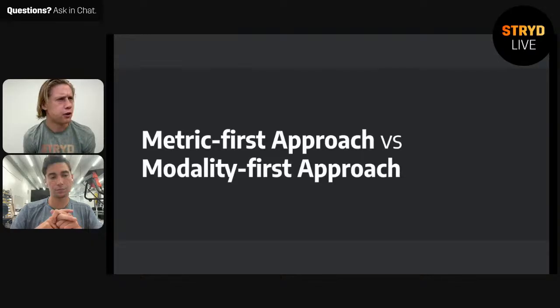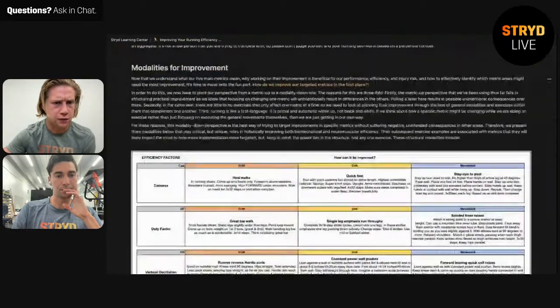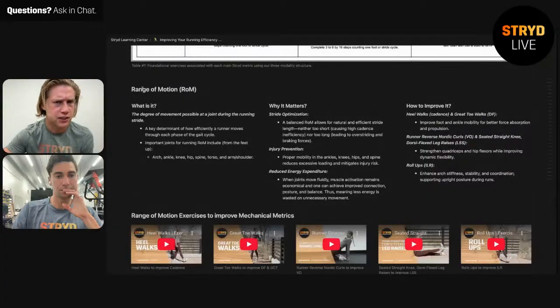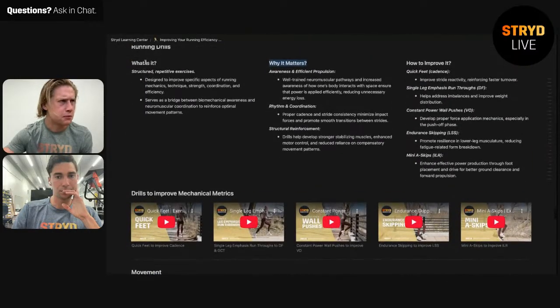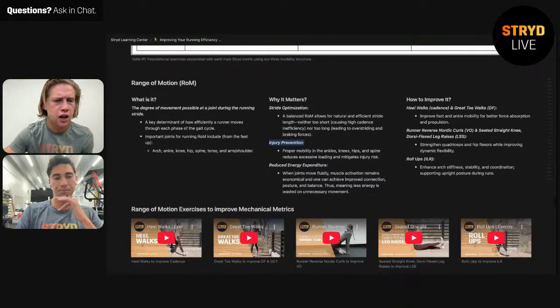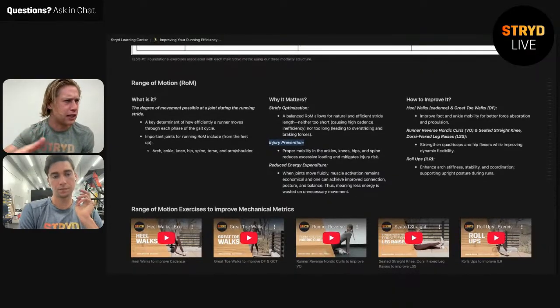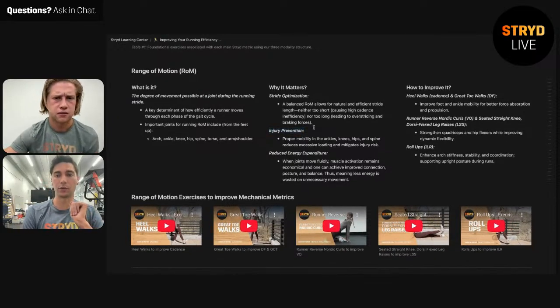So one of the points you brought up earlier was this metric-first approach versus this modality-first approach. When I start going into the article here and reading about the modalities for improvement, I jump down to this section. I do see there are incredible benefits of range of motion and a different set of benefits for running drills. Today we looked at this metric-first approach, but let's say I am suffering from a lot of fatigue, or I have been at higher risk for injury. Would it make sense to look at this from a modality-first approach instead of a metric-first approach? Yeah, for sure.